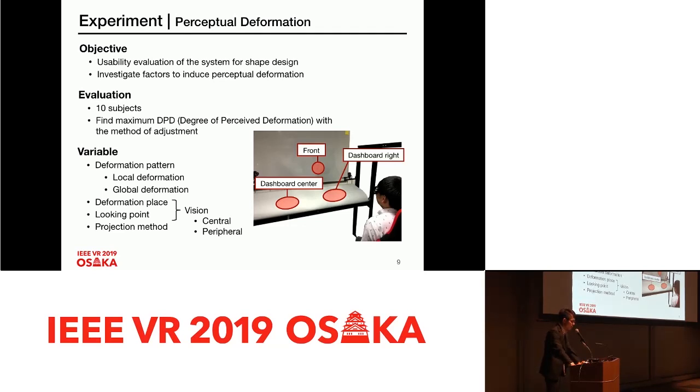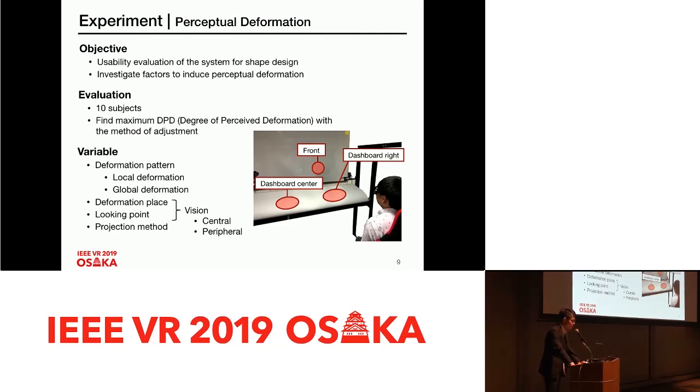We employed the method of adjustment to find quantitatively how much deformation subjects perceived as a real deformation. We call it maximum DPD, which stands for degree of perceptual deformation, or maximum perceived deformation, in this presentation. Subjects use a keyboard to find the maximum DPD that they perceive as a real deformation. They do it for both upward and downward deformation respectively.